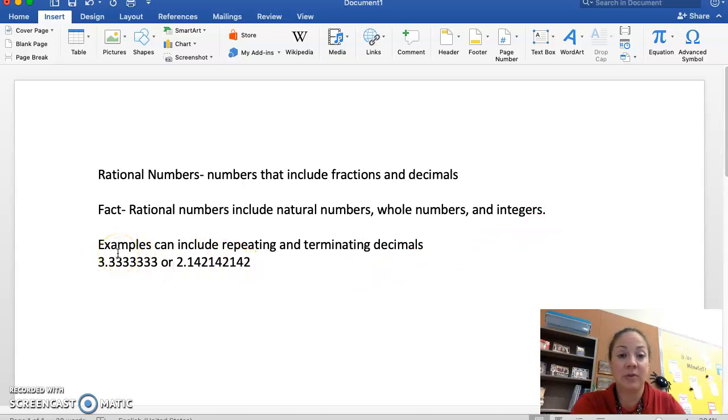A couple of examples can include things like repeating decimals or terminating decimals. So I gave you 3.333333 forever, or 2.142142. I just couldn't figure out how to put the little line over the top so that we could see that it was going to go on forever.